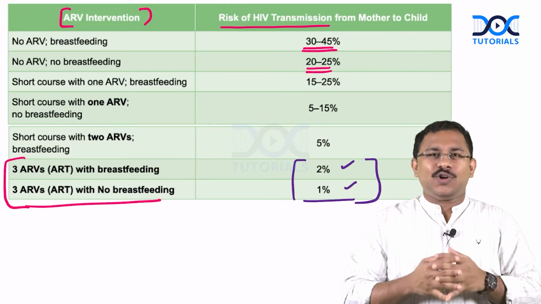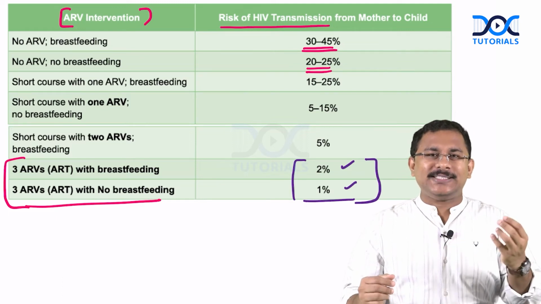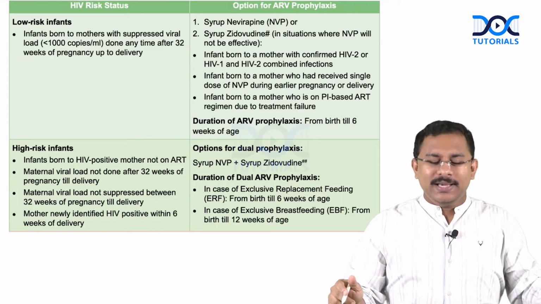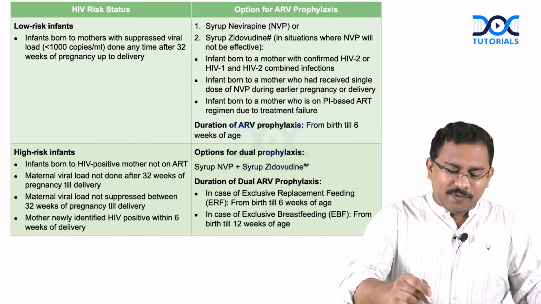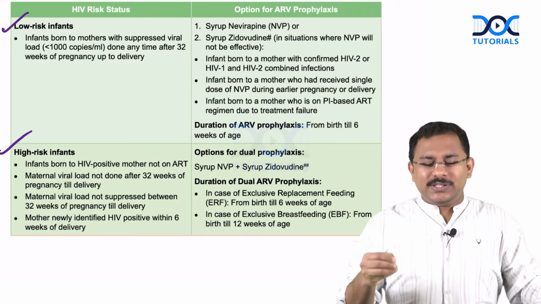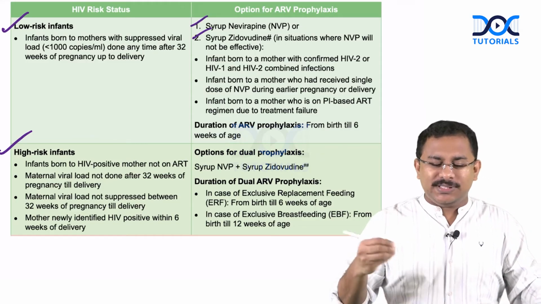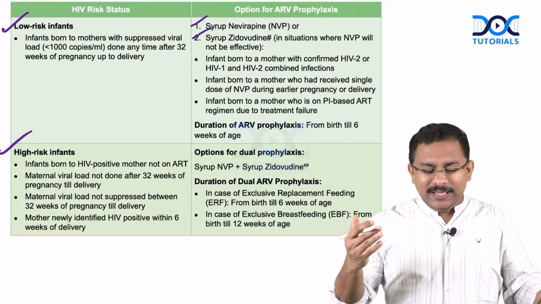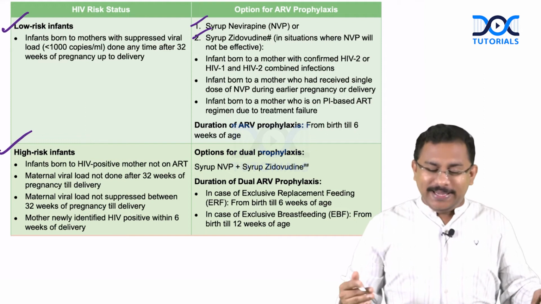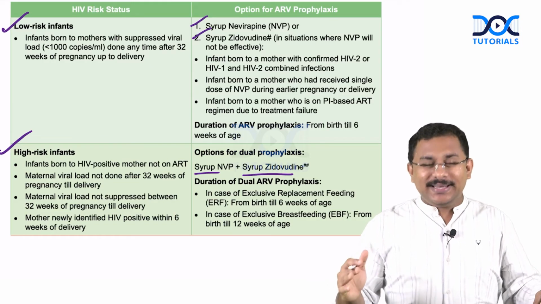Now, what about the antiretroviral prophylaxis? To an infant, definitely ARV prophylaxis is advised, and this prophylaxis is based on the risk of HIV transmission. So you categorize infants into low risk infants and high risk infants. In case of low risk infants, you go for single drug ARV prophylaxis, either syrup nevirapine or syrup zidovudine. Whereas in case of high risk infants, dual ARV prophylaxis is advised, that is with a combination of syrup nevirapine and syrup zidovudine. Okay, so that is important again.